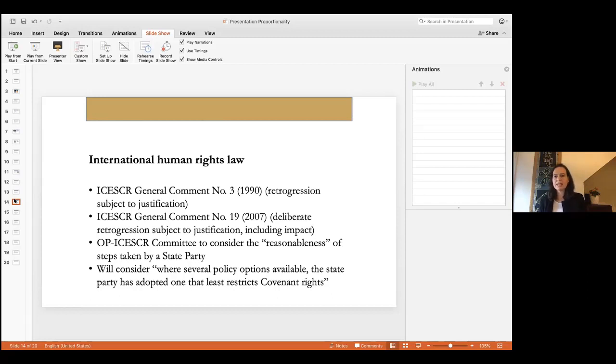So again, the committee is trending towards requiring transparency and accountability and elucidation of the justification of any burdens on economic and social rights. We see, when the Optional Protocol is drafted, that the committee becomes subject to consider the reasonableness of the steps taken by a state party. And so under the Optional Protocol, again, with 26 state parties, those parties have to show that they've been reasonable in their policies which burden economic and social rights. And the committee has said it will consider, where several policy options are available, that the state party has to adopt the one that least restricts Covenant rights.